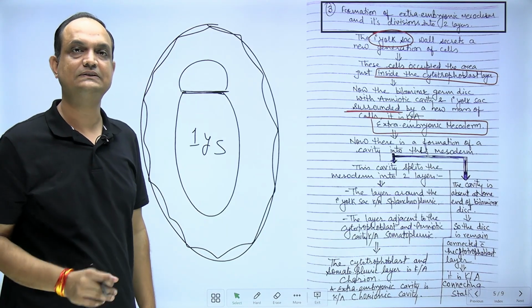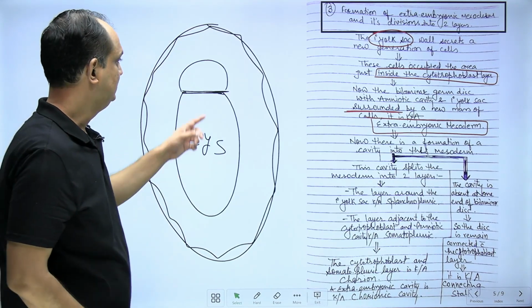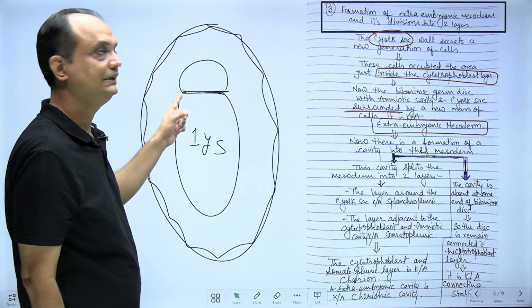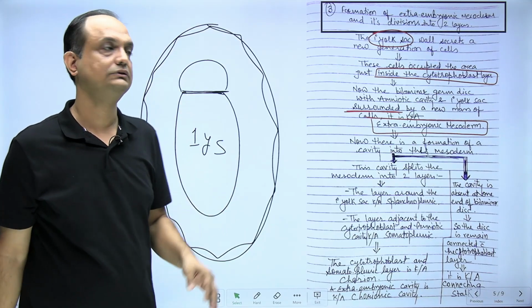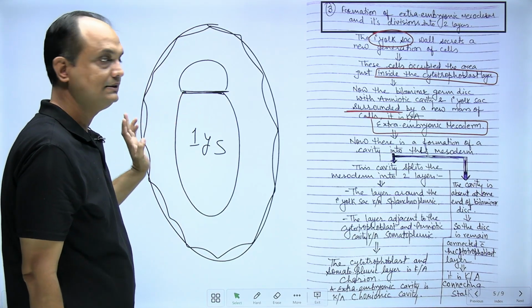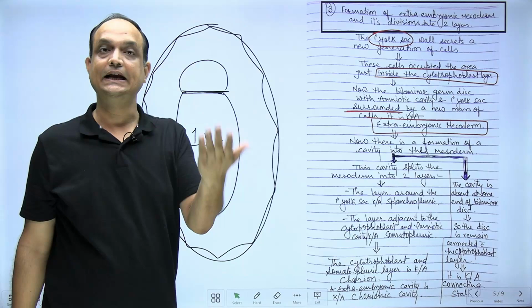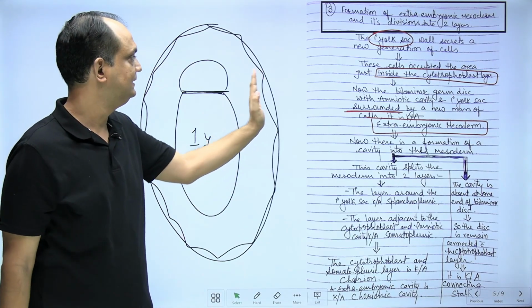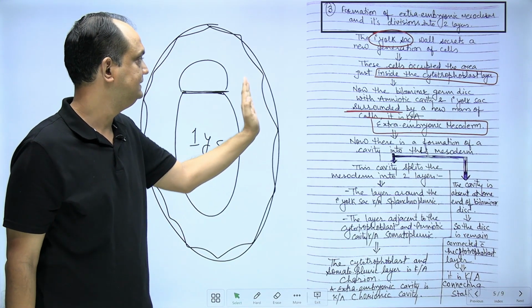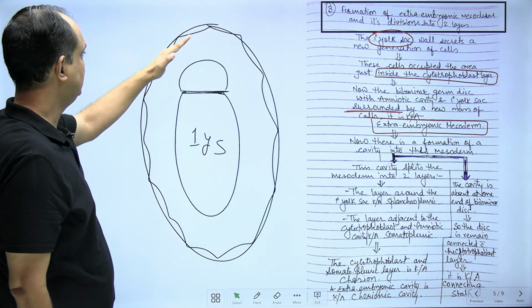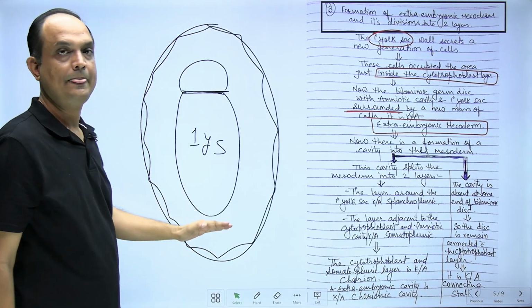And what is the source of the cells of extraembryonic mesoderm? It is again from the wall of the yolk sac, and the cells in the wall of the yolk sac are coming through the hypoblast. There is again a second thought also. Some books say that this extraembryonic mesoderm arises from the outer cytotrophoblastic layer. Clear?